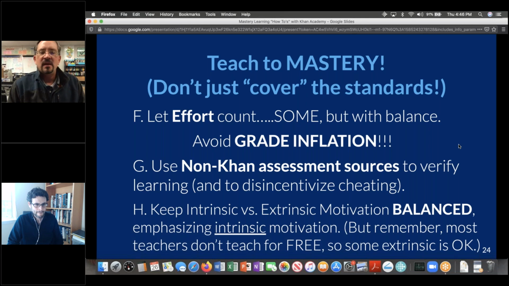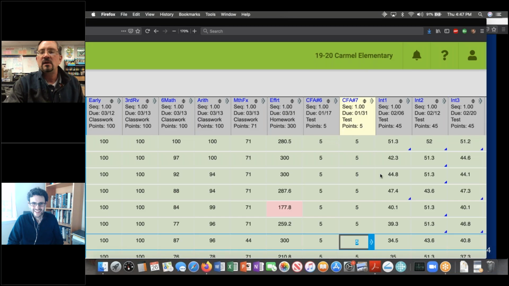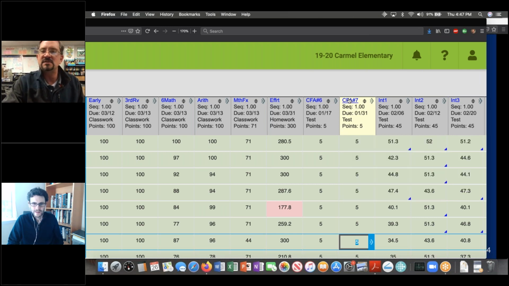Letter G, use non-Khan assessment scores to verify learning and to disincentivize cheating. What do I mean by that? So back to the grade book. Over here, you'll see some other grades. This is common formative assessments that my grade level does. Some of you know about PLCs, professional learning communities. We have common formative assessments.